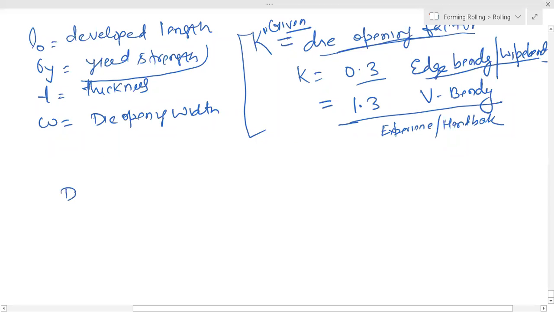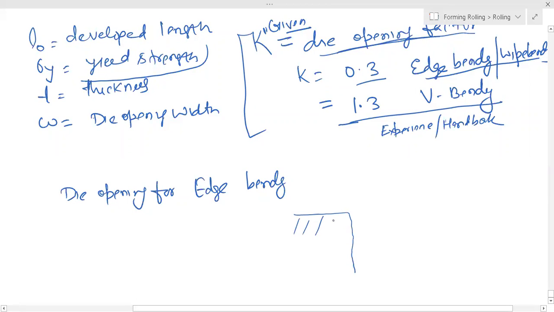So, die opening for edge bending. So, what is edge bending? This is your die, and then you have a sheet. Right now, you have a sheet that is being bent, and this is your punch, flat punch.